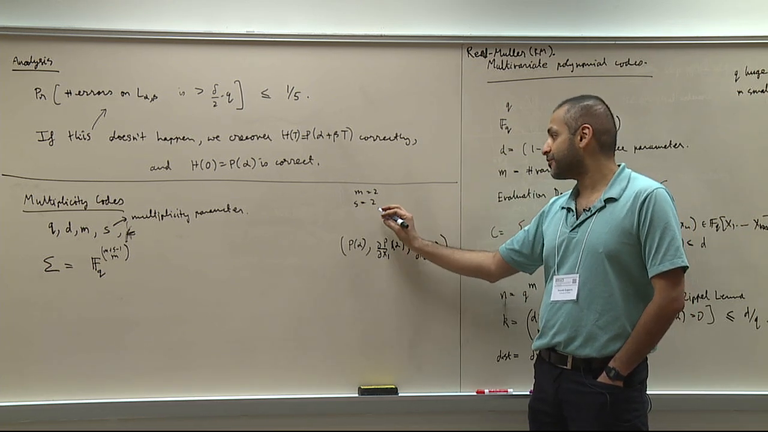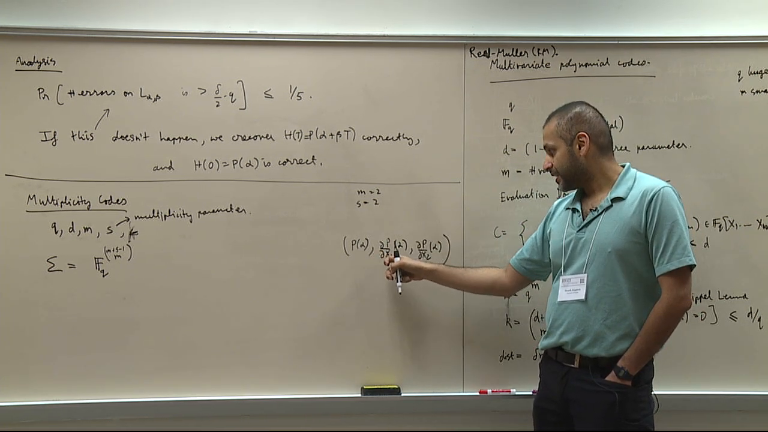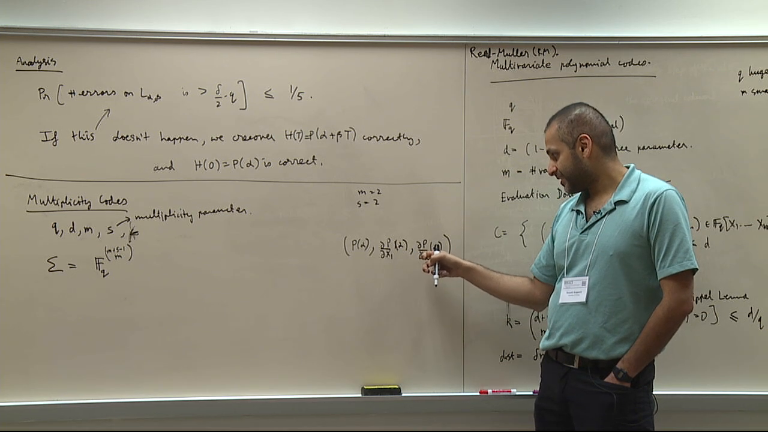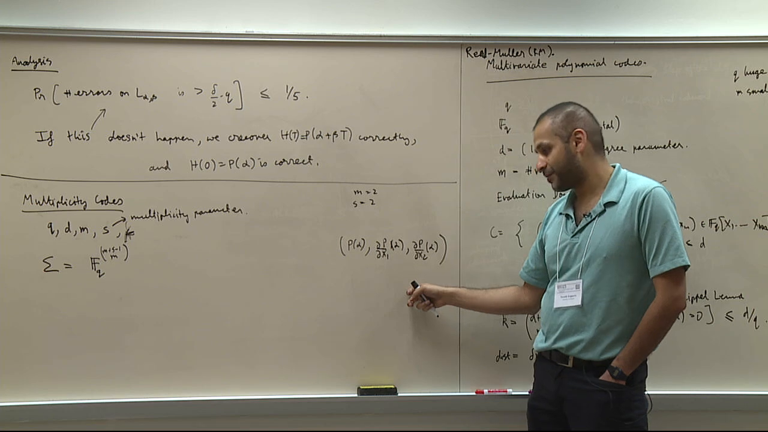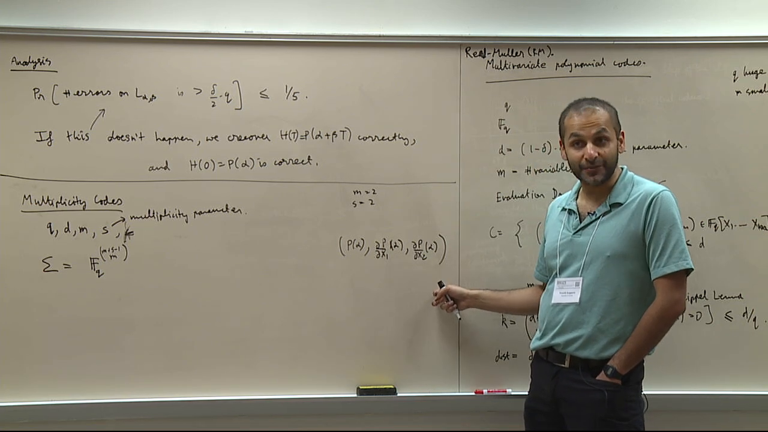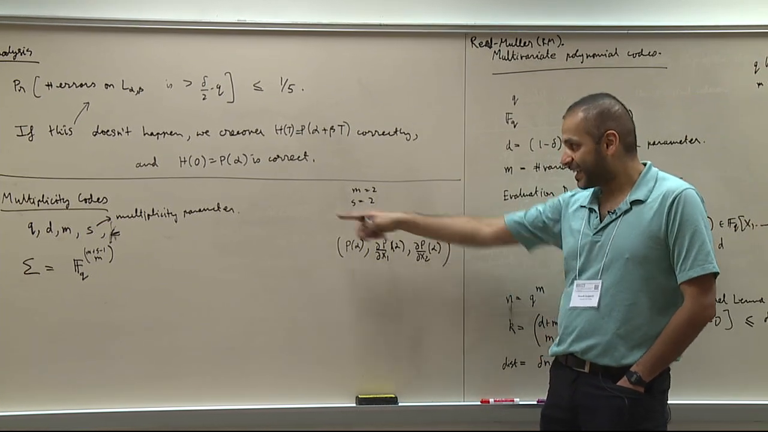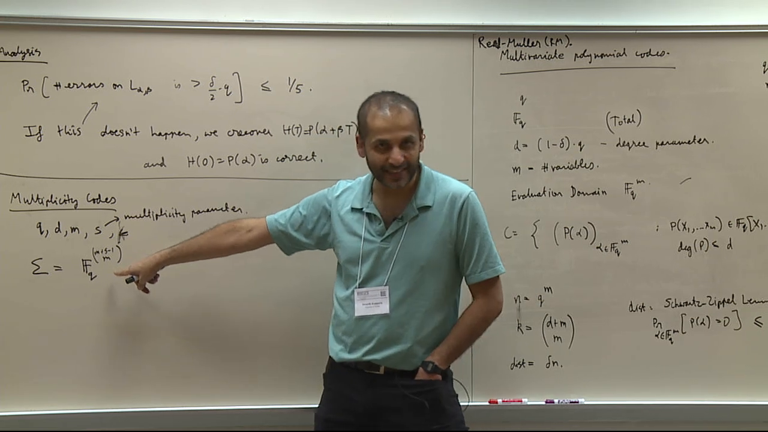If I looked at S equal to 3, I would have dP by dx1, dP by dx2, d square P by dx1 square, d square P by dx1 dx2, d square P by dx2 square. So there will be 3 extra. And the formula for the total number of those higher order derivatives is this.